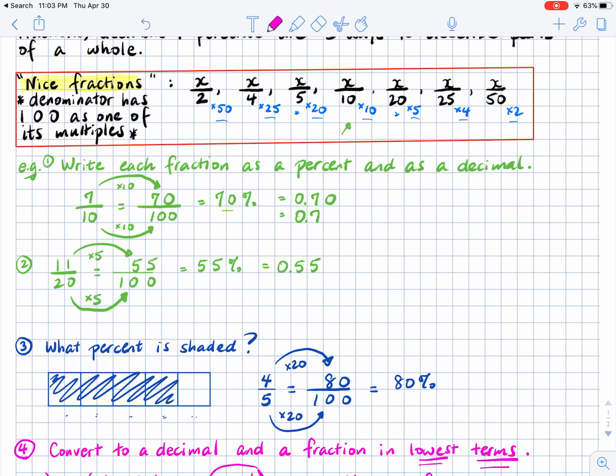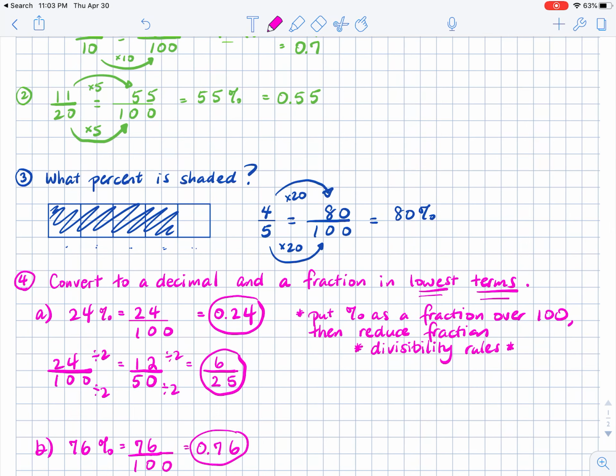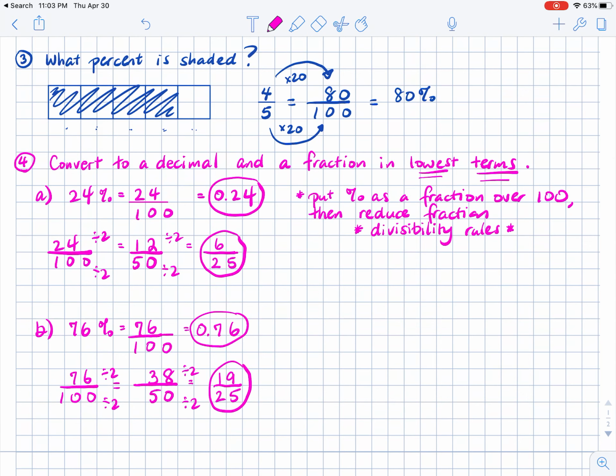So we came up with examples where you're given the fraction and you have to write it as a percent and as a decimal, okay? What percent is shaded? So again, not necessarily out of 100, but you can easily convert it to a fraction over 100 and then convert to the percent. Another example is when you're given a percent, and you're asked to convert to a decimal and a fraction in lowest terms.